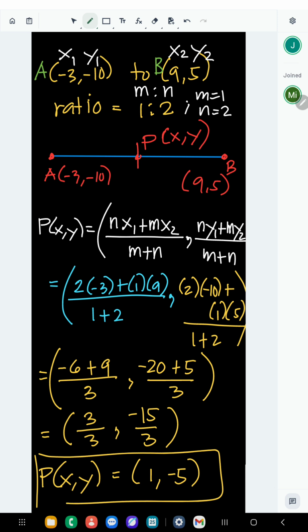Is it the same in your book? Yeah, the same. Okay, that's how to solve it. So you define your x sub 1, y sub 1, x sub 2, y sub 2, and your ratio, it says 1:2, meaning 1 there is m, and n is equal to 2. And this is what you should follow. Right, then we move on to the next one.